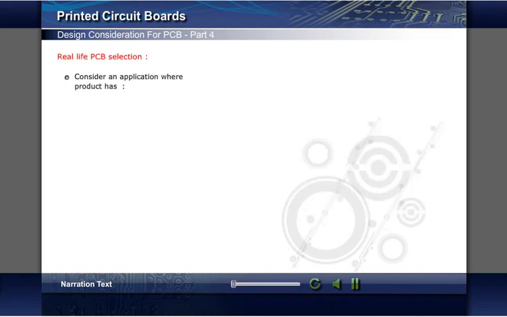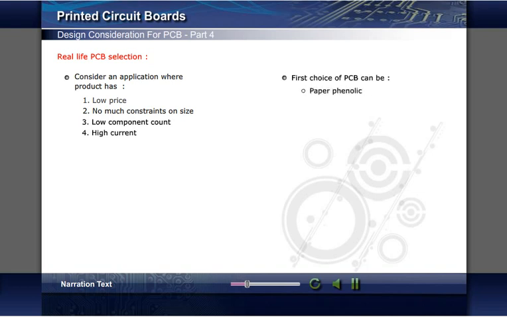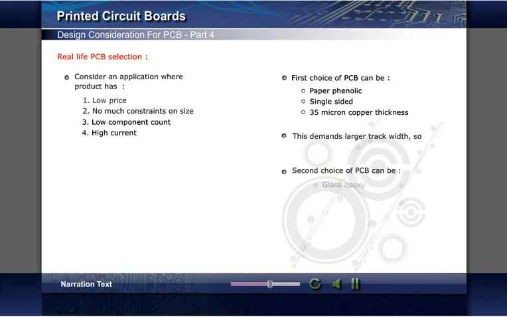Consider an application where, for a low-priced product, there is not much constraint on size and component count is low, but current is highest 10 amperes. The first choice is paper phenolic laminate, which is single-sided, with 35 micron copper thickness. For 10 ampere current with 35 micron copper thickness, the width of the copper track is 2.5 millimeters. Now with this selection of PCB, if the size is too big to be handled by the PCB vendor, then the second choice can be to go for 70 micron copper thickness.